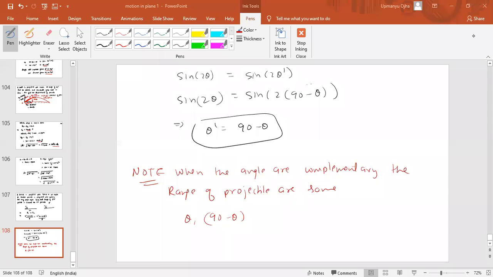Then the value is not equal to 945 degree. Range would be same. At what angle is the range same? If you throw the projectile at 30 degree and 60 degree, both ranges are same. Like you can do one question here. Just tell me the answer, okay?